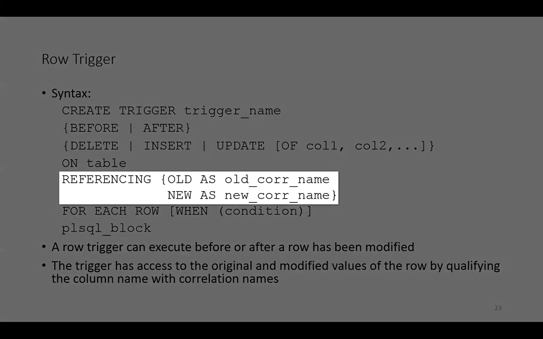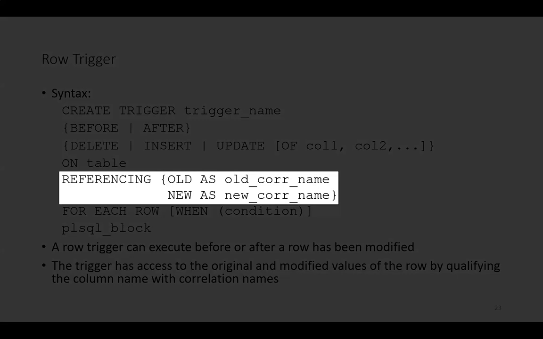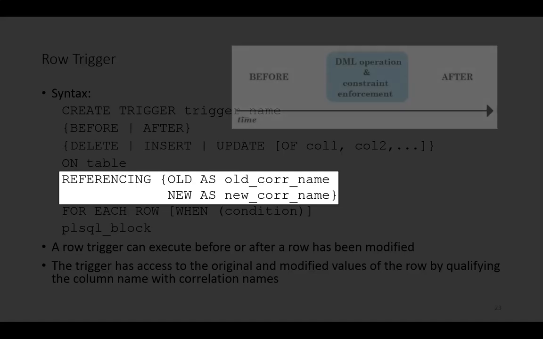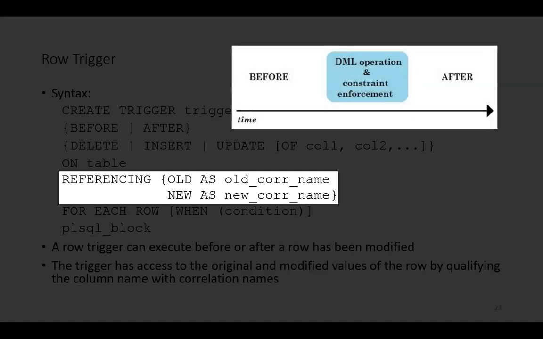Take a look at the referencing clause. The referencing clause looks a little odd. It says referencing old as, and we specify a correlation variable name. New as, and we specify another correlation variable name. The purpose for this is, in the case of an update, there is a before image. There's also an after image.